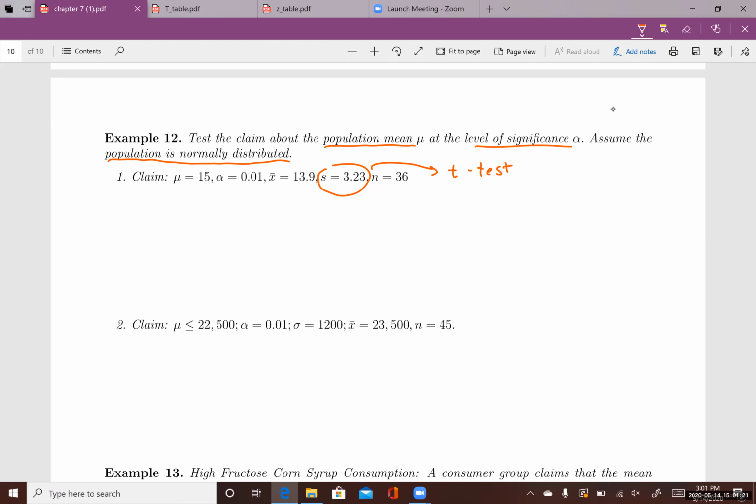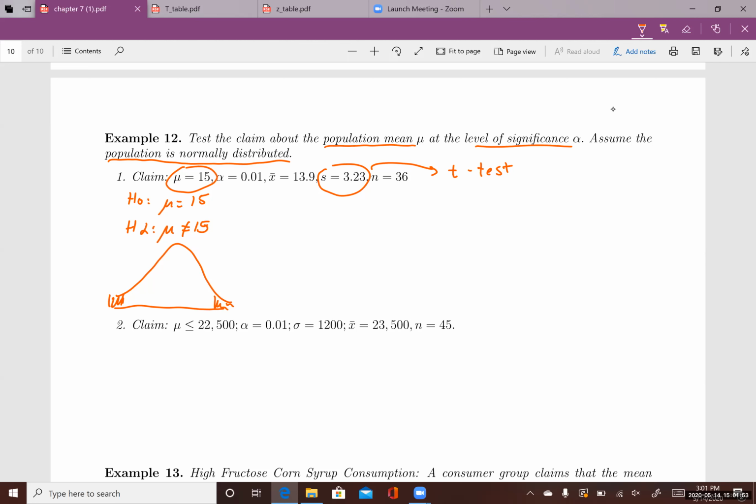And the claim is mu equals 15. So that means the null hypothesis is mu equals 15, and the alternative hypothesis is mu is not equal to 15. Given this information, you know that you are dealing with a two-tailed test because of the difference here. Two-tailed test, alpha is 0.01.